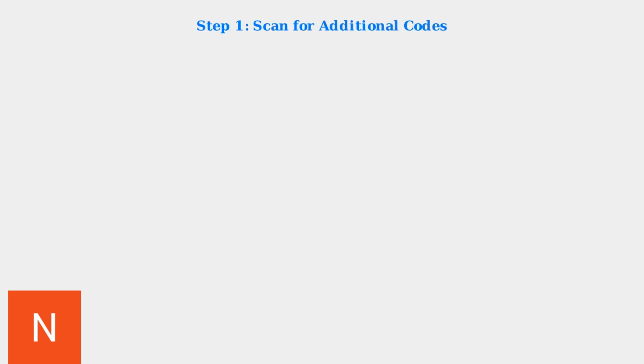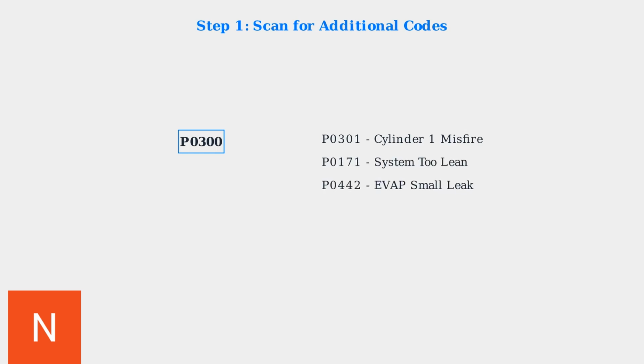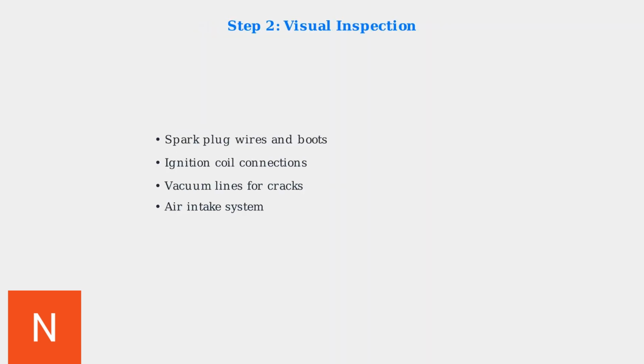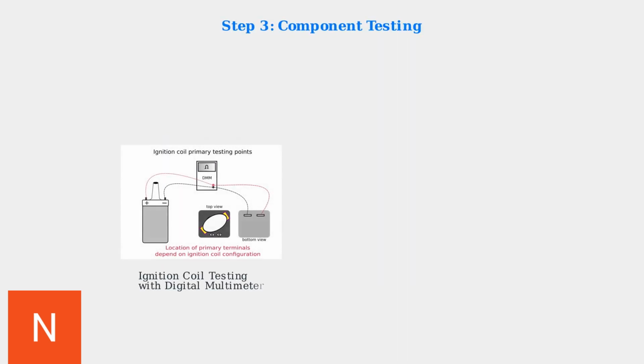Step 1 is scanning for additional diagnostic trouble codes. These companion codes often provide more specific clues about the underlying problem. Step 2 involves a thorough visual inspection of ignition components, vacuum lines, and electrical connections. Look for obvious damage, corrosion, or loose connections. Step 3 is systematic component testing. We'll test ignition coils, examine spark plugs, and check fuel pressure using proper diagnostic equipment.